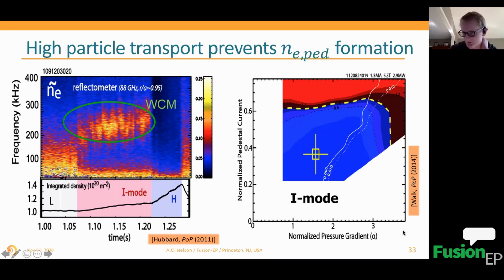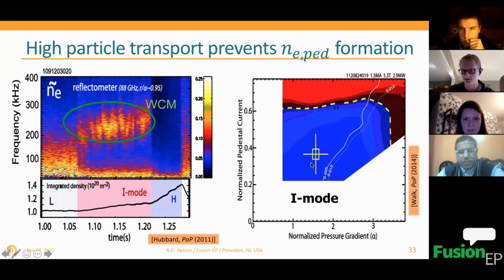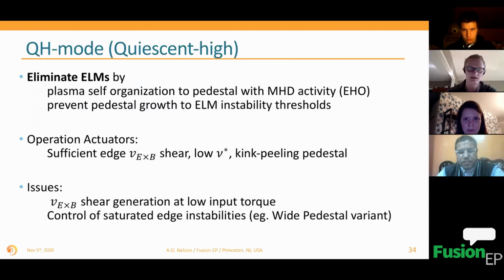If we want to look at this in terms of our pressure gradient and current gradient stability diagram like before, remember the H mode is right here on the nose of this stability diagram, where this is stable, this is unstable. And so H mode is right here. I mode, because it doesn't have a density pedestal, is actually much lower. It's in the stable region. And because it's in the stable region, it's not forming ELMs. And thus we don't have to worry too much about the high peak heat fluxes that we get from ELMs.